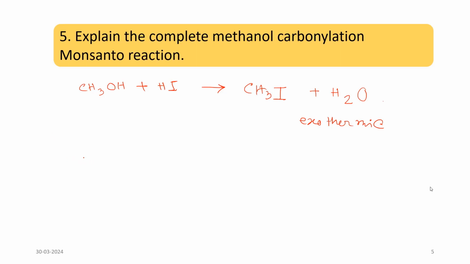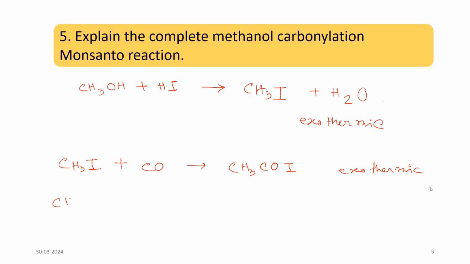Now the second reaction is this CH3I will react with the carbon monoxide. That is, the carbonylation will happen in the second step. Okay. So now the carbonylation will happen and it will form a complex, that is CH3COI. And it is also an exothermic process. Okay.